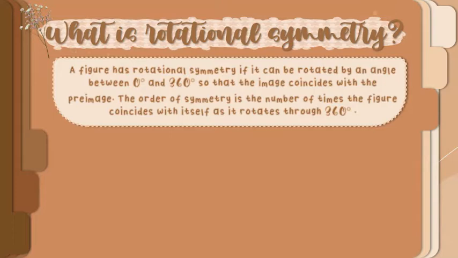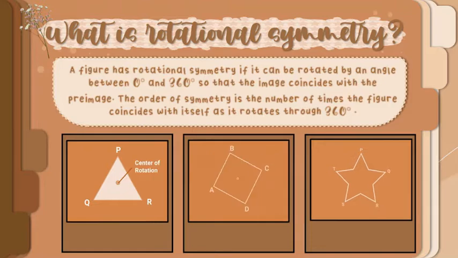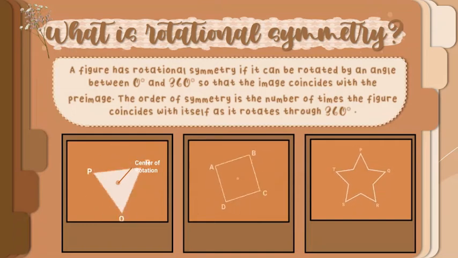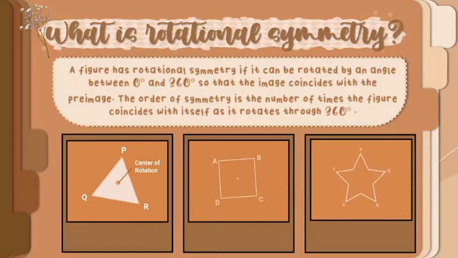What is rotational symmetry? A figure has rotational symmetry if it can be rotated by an angle between 0 degrees and 360 degrees, so that the image coincides with the pre-image. The order of symmetry is the number of times the figure coincides with itself as it rotates through 360 degrees. Here are some examples of rotational symmetry. A square has order 4 rotational symmetry, a triangle has 3, and a star has 5. On to the next one.